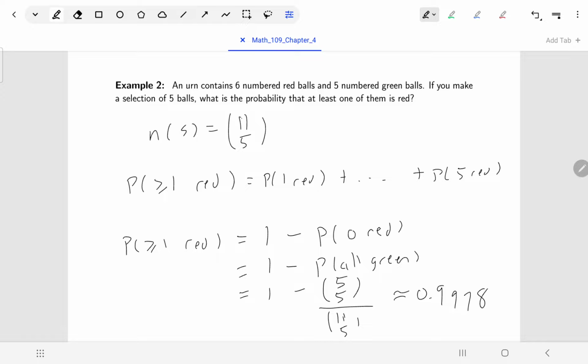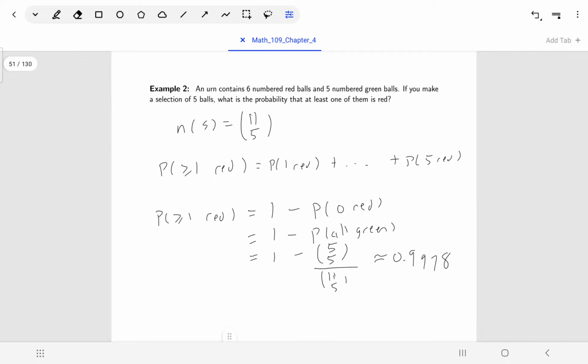thereabouts. So if I were to select 5 of these 11 balls at random, the probability of me getting something red, at least one of them being red, is pretty good, 0.9978.